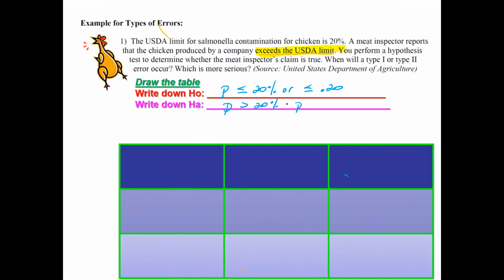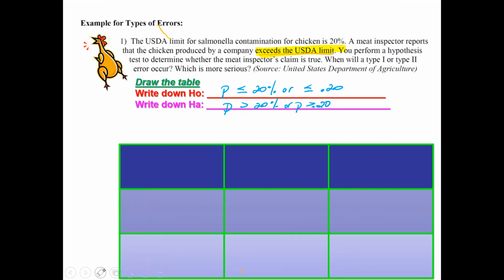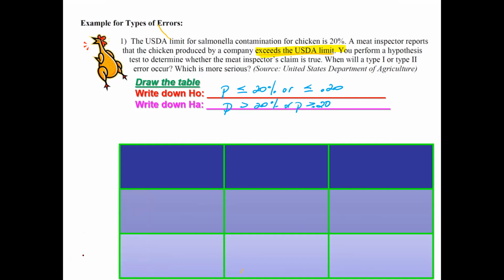I think people are getting more sick than what you're claiming, because of course you want to say less than 20%. You don't want people to stop buying the chicken from your facilities, even though you really should spend more time cleaning the facilities up so fewer people get sick. So now let's get the test.